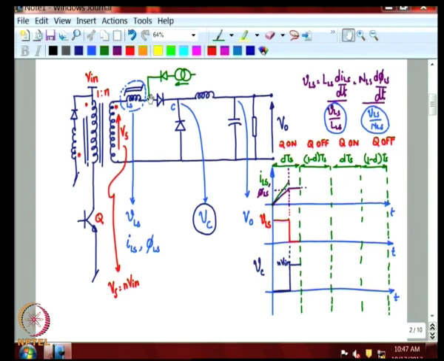So, when the current flows through the inductor in this fashion, look at this equation. When the current flow is in the opposite direction, meaning a negative current, therefore, a negative slope, the voltage across the inductor becomes negative.